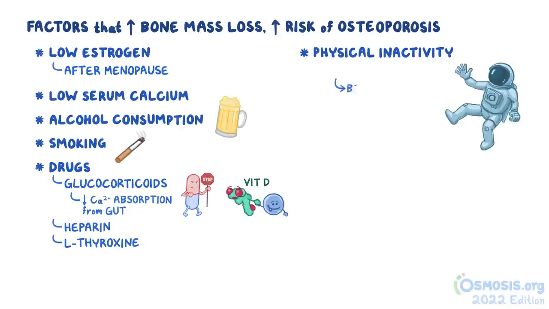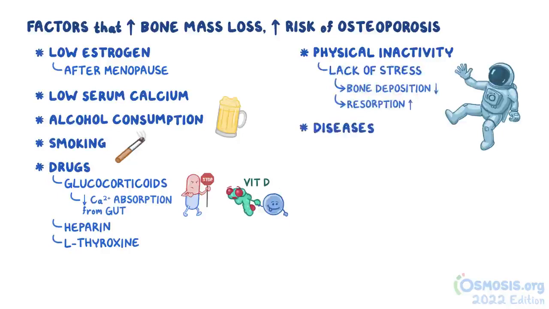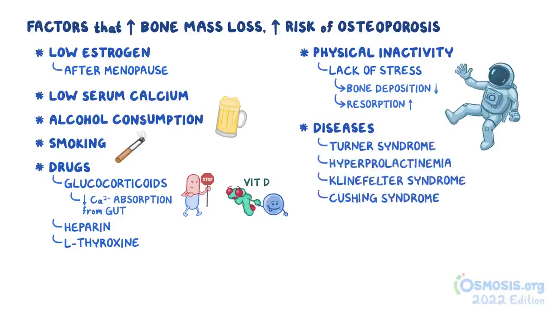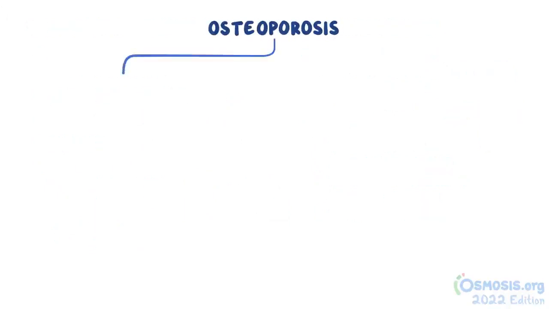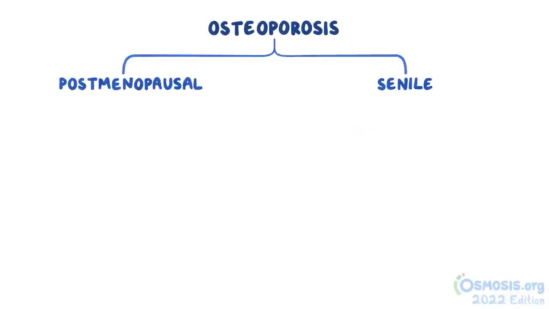As a result, bone deposition decreases due to a lack of stress, while resorption increases. There are also diseases that can cause osteoporosis, like Turner syndrome, hyperprolactinemia, Klinefelter syndrome, Cushing syndrome, and diabetes mellitus. Now, the two most common types of osteoporosis are postmenopausal osteoporosis and senile osteoporosis.